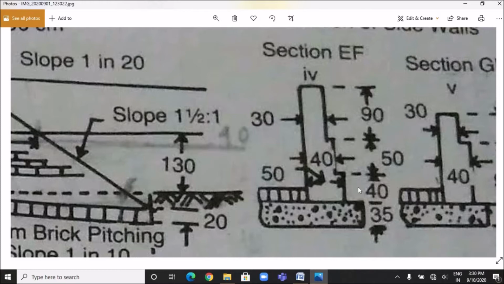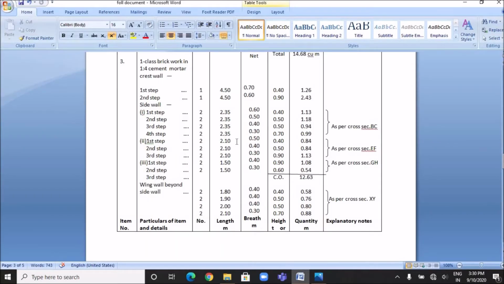And the height of the 50 centimeter breadth step is 40 centimeter, and the height of the 40 centimeter breadth step is 50 centimeter, and the height of the 30 centimeter breadth step is 90 centimeter. So if we fill this data in the table, we are going to get the values of first class brickwork for the first step as 0.84 cubic meter. For the second step, the quantity will be 0.84 cubic meter, and for the third step, the quantity of first class brickwork will be 1.13 cubic meter.